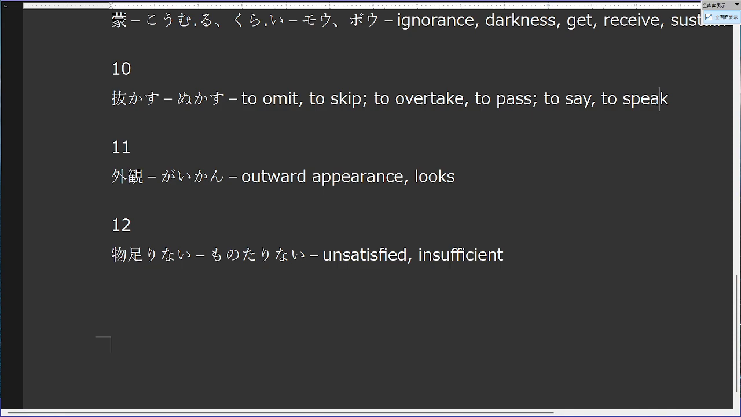Nukasu is to omit, skip, to speak, or to overtake. Nukasu desu. Nukasu with our kanji for extracting or pulling out. Nukasu is to omit or skip.